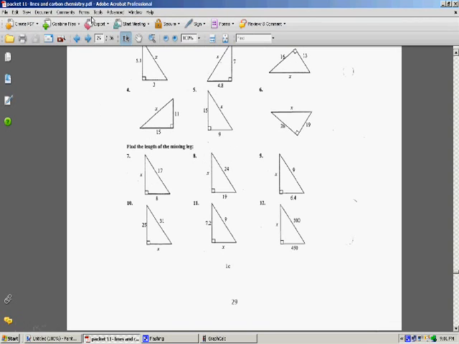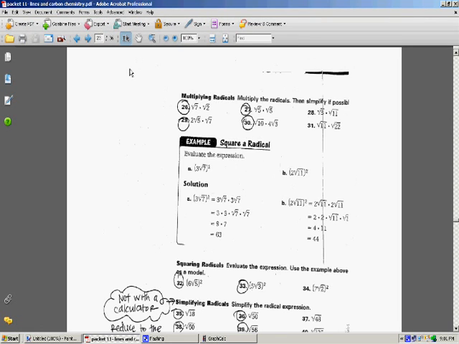Okay. So now that we know how to do this, I want you to go ahead and in your packet, you're going to turn to page 23, and there's a section right here that says squaring radicals. Go ahead and try those examples.